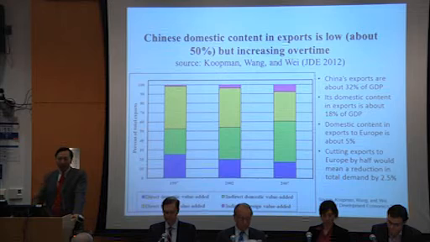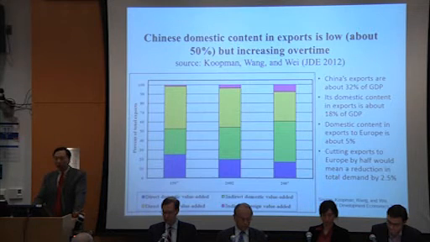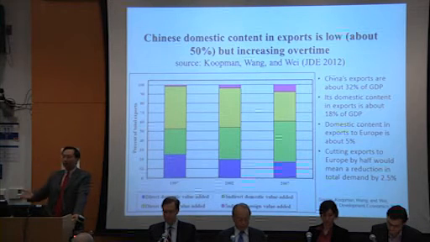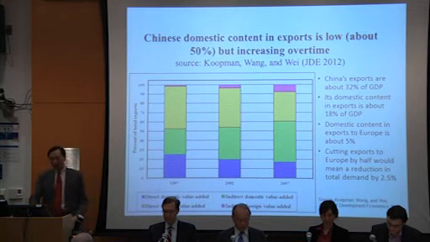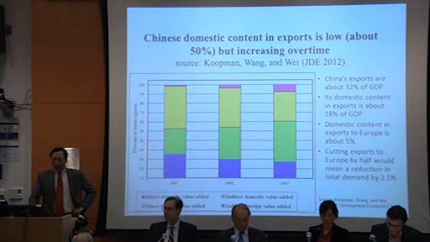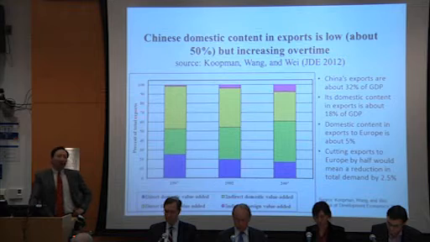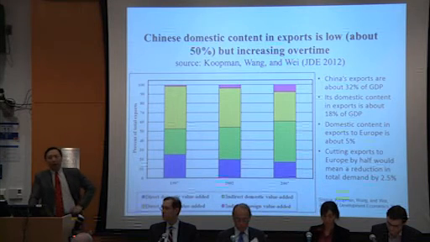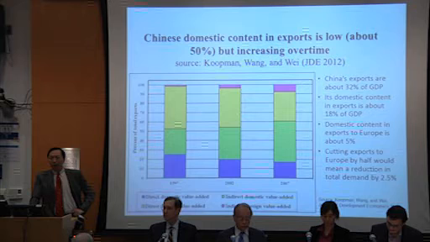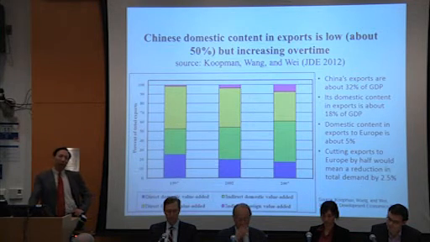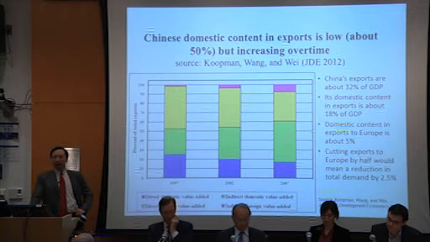To figure out how to compute domestic content in countries' exports, taking into account global production chains, I developed a framework with Robert Kuhlman and Zhu Wang. Using that framework, we estimated that, for example, for China, the true dependence of the economy on trade, or domestic content in exports as a share of GDP, is roughly 50%.